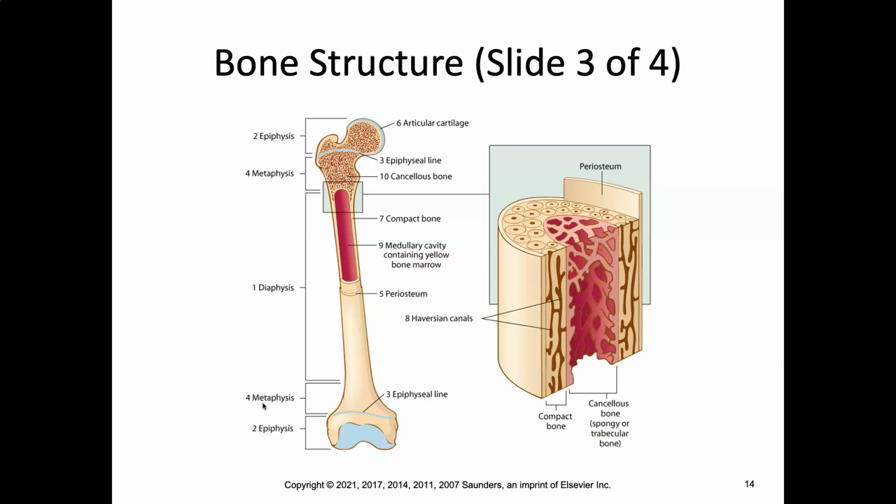If you are looking here, we're going to start on the left. The diaphysis is the shaft of the bone. It's the long portion. The metaphysis is the piece where it's starting to move out toward the end. It's this larger piece where it's going from narrow to wide. And between the metaphysis and the epiphysis, that's where you have the epiphyseal line.